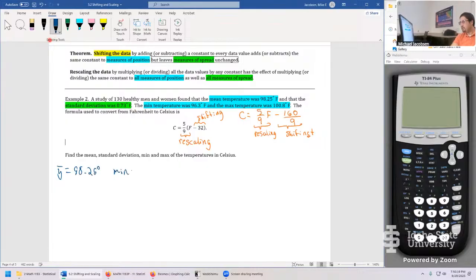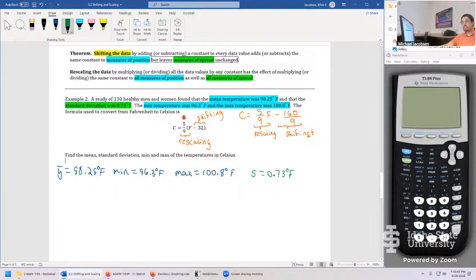Then min is 96.3 degrees. Max is 100.8 degrees. There we go. And standard deviation S, 0.73 degrees Fahrenheit. Okay, that'll be a little bit easier to work with. Sorry about that distraction there.